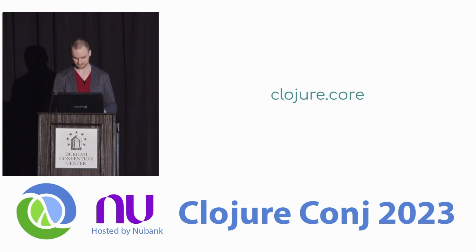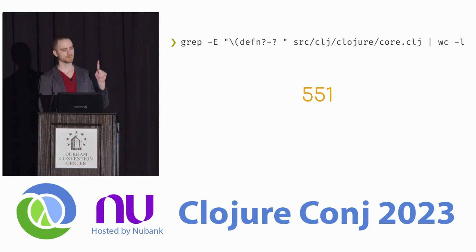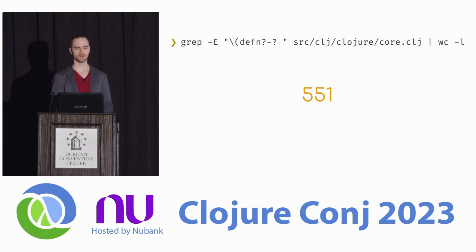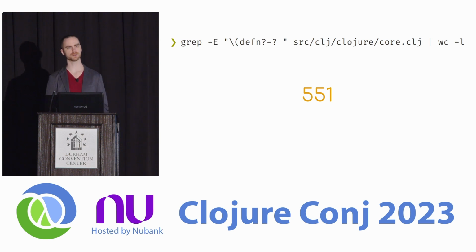Speaking of clojure.core, I'm sorry that I have more regex here, but clojure.core is huge. Now, Clojure feels like a small language, I think, to a lot of us, but 551 defs and defns inside of clojure.core is not that small. I think it's a lot bigger than a lot of us realize. And you, as a future Clojure dialect developer, will need to implement all of these. And I do as well for Jank.